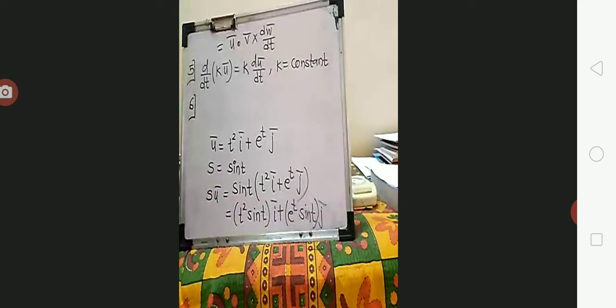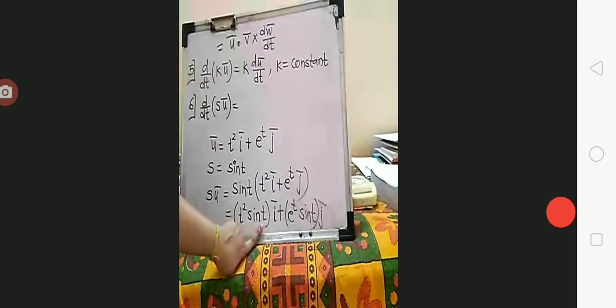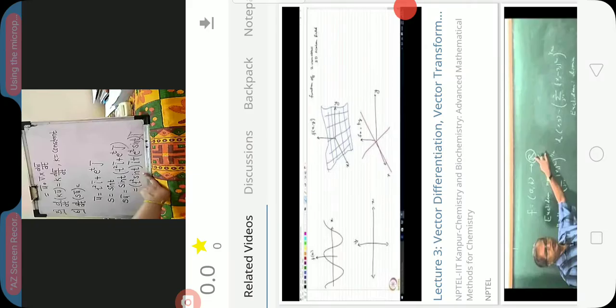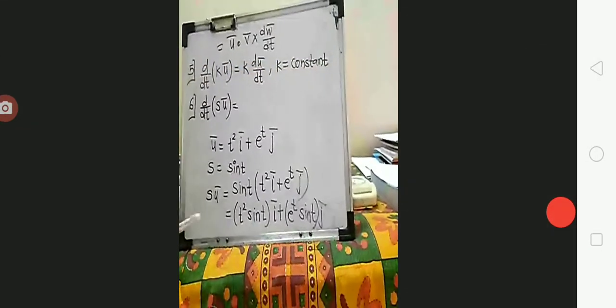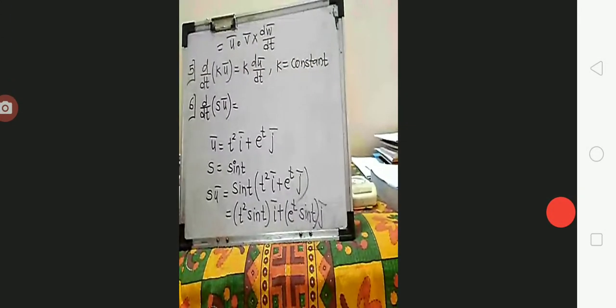Okay. So you can see here that whenever we are taking the derivative of this, d/dt of s u bar, what will be the derivative of this? You take component wise derivative. So d/dt of t square sin t, so it is my product rule here. Here also I'll take d/dt of e raised to t sin t. So instead of doing this, I can use the product rule, the way we are using it for dot and cross product.